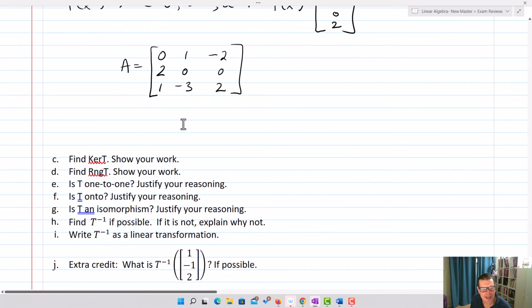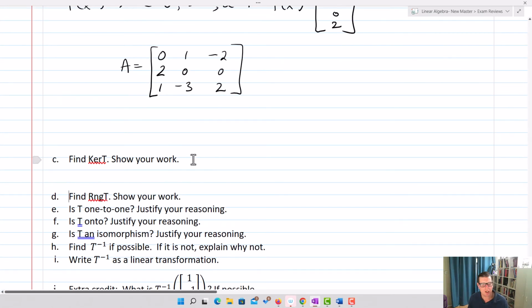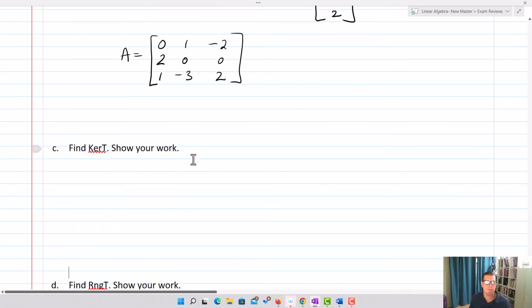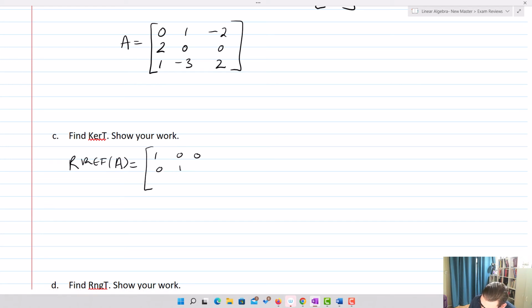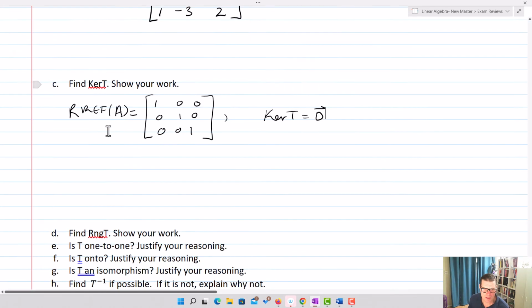Okay? Now the kernel of T. In order to find the kernel of T, we're going to have to find the null space of A. So we have to do reduced row echelon form for this matrix. When I do, my RREF of A is equal to the identity matrix: 1, 0, 0, 0, 1, 0, 0, 0, 1. That means the null space of A is equal to the 0 vector, and so the kernel of T is equal to the 0 vector. Okay? Nothing in the null space, so the kernel of T is going to be the 0 vector.